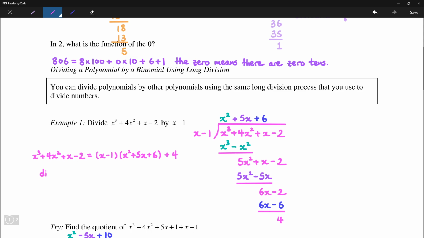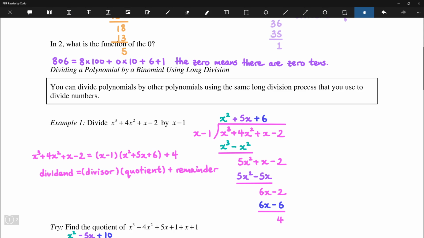I'm just going to write down what that is once again. So again, dividend is equal to divisor. If it is a polynomial, probably put it in parentheses, and then the quotient also in parentheses if it is a polynomial, and plus the remainder. Now the order of the quotient and the divisor can be switched since multiplication is commutative.